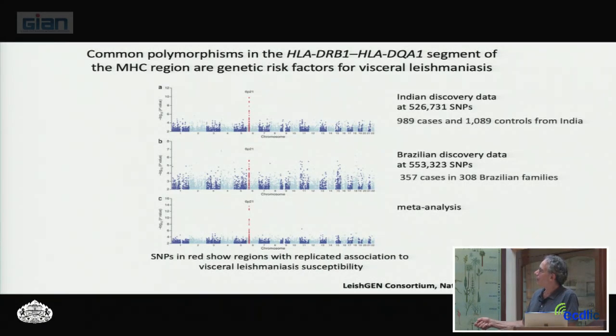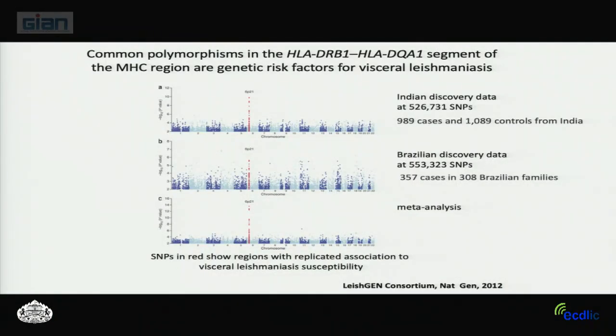So the SNPs in red show regions with replicated association to visceral leishmaniasis susceptibility. So this is truly remarkable across these huge geographic spans, and really different parasites. One is Leishmania infantum, one is donovani. They both produce visceral disease, but in these two very different outbred human populations, the same genetic locus was associated with the risk of developing disease, and these were polymorphisms in the HLA-DRB1 locus.